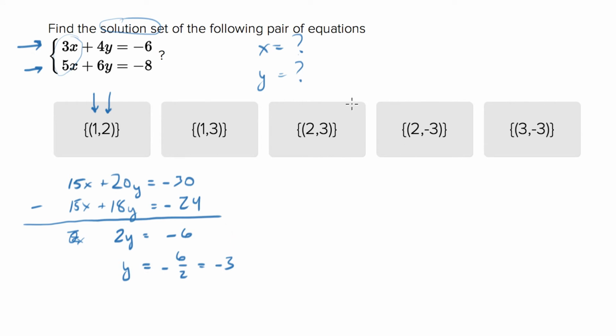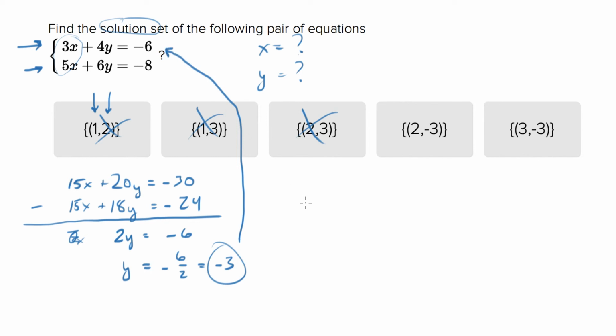And we can already get rid of the first, second, and third answer choices, and that just leaves the last two. So in order to figure out whether x is 2 or 3, we need to plug this back into one of our equations. I'll just pick one sort of at random.